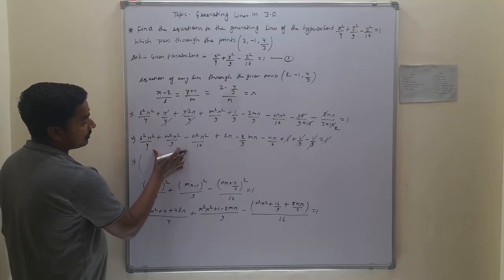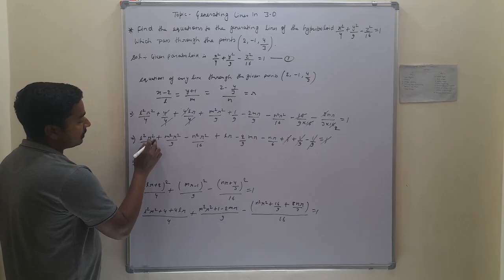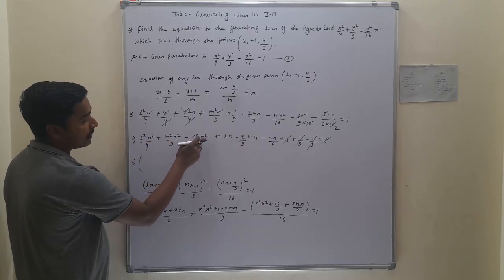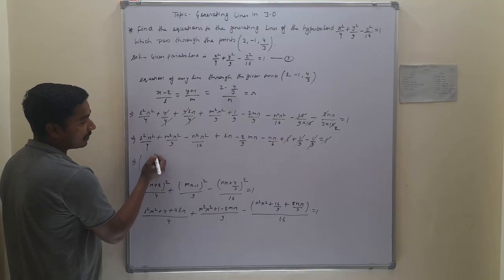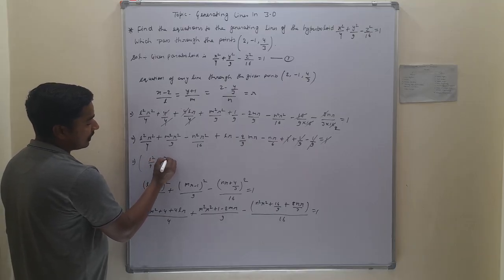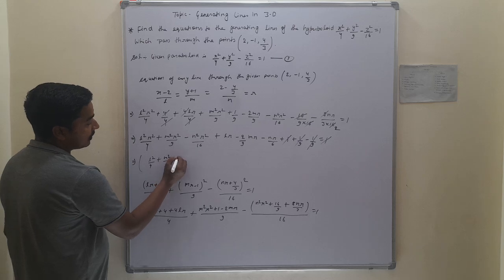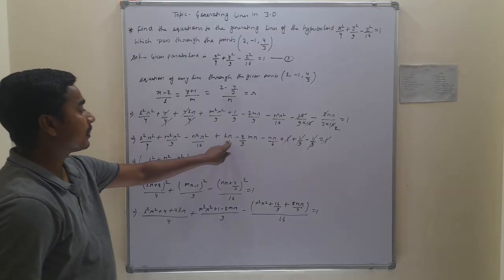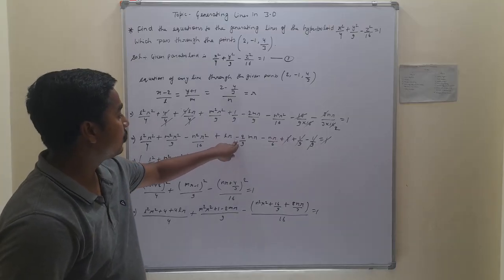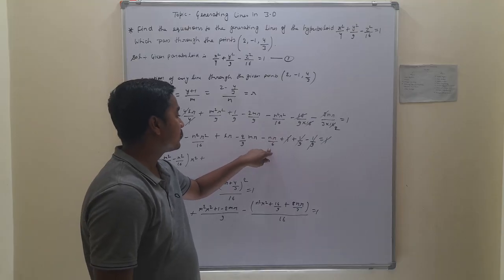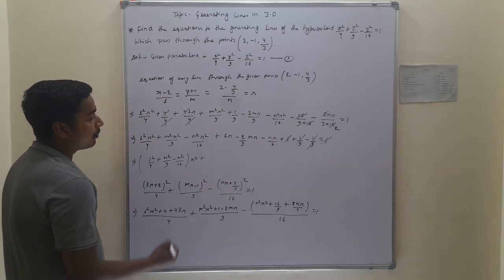From this, l square into r square by 4 plus m square into r square by 9 minus n square into r square by 16. We have to take r square in common. We get l square by 4 plus m square by 9 minus n square by 16, into r square, plus here we have to take lr minus 2 by 9 into mr minus nr upon 6. From here we have to take common r.